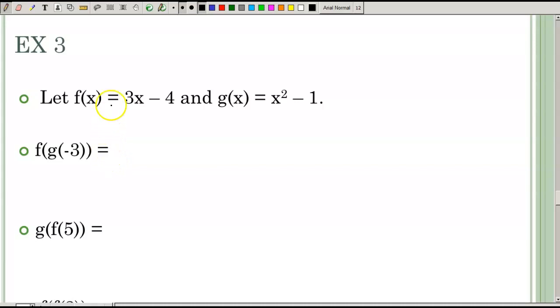So example 3. Example 3 says we have f of x is 3x minus 4, and we have g of x, which is x squared minus 1. Again, we have two functions that are separate. What we're trying to do here is take f of g of negative 3. How do you verbalize this expression? This is the way you would say it: I'm taking f of g of negative 3. That's how I would say it out loud.